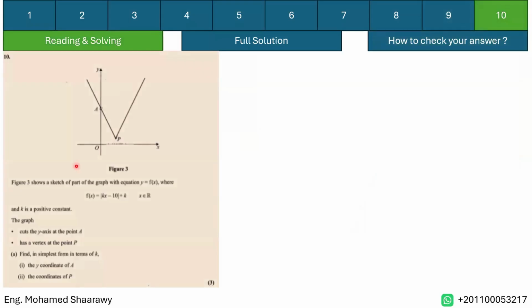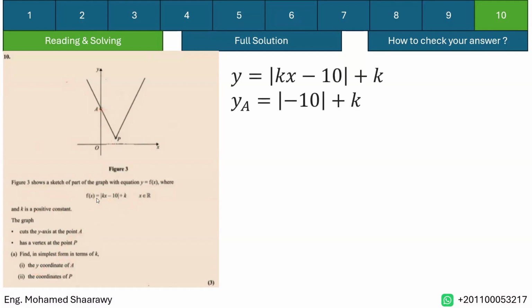Okay, the last question, question 10. It says, figure 3 shows a sketch of part of the graph with the equation y equals f of x, where f of x equals the absolute of kx minus 10, plus k. It wants me to find the y-coordinate of A. So this is easy, I just replace x with 0. So replacing x with 0, this will be the absolute of negative 10. The absolute of negative 10 is just 10. And this is the y-coordinate of A. It just wants the y-coordinate of A.